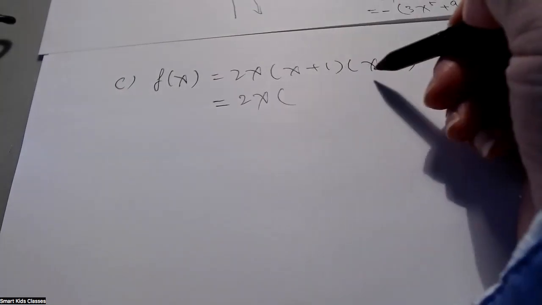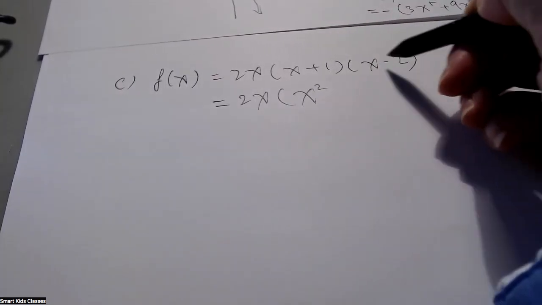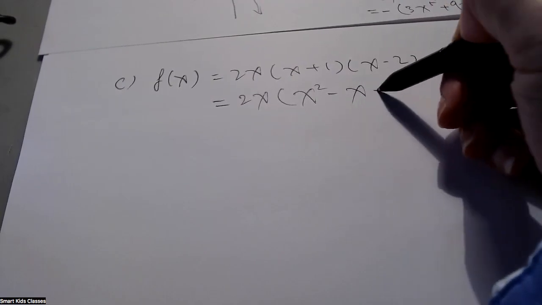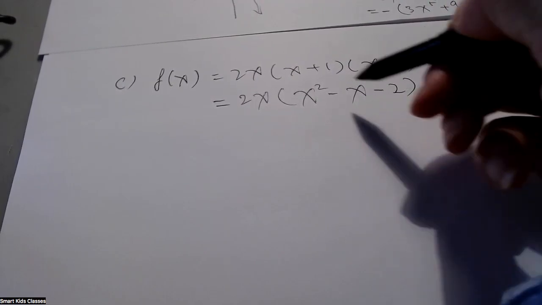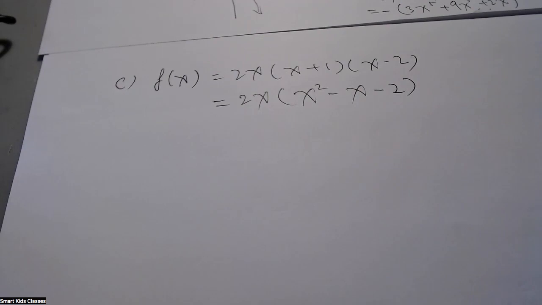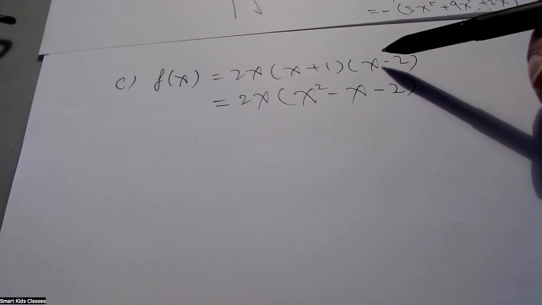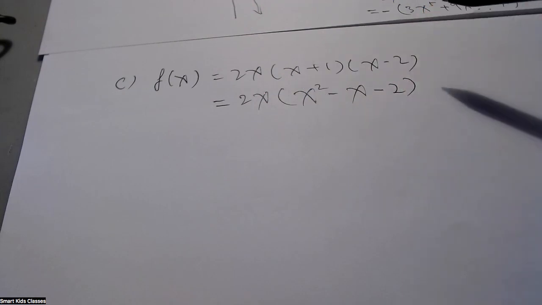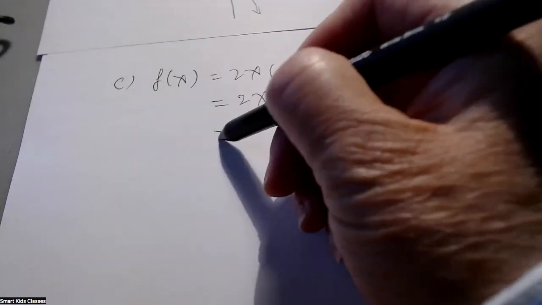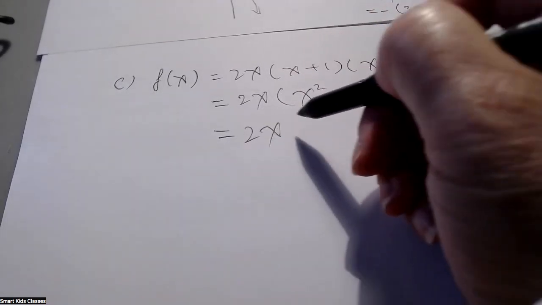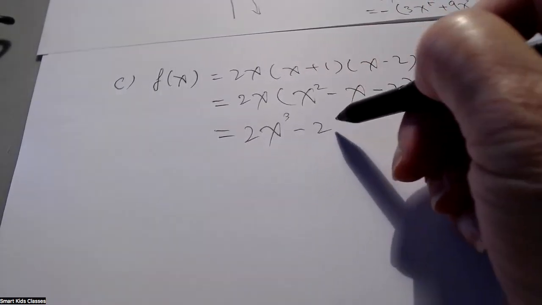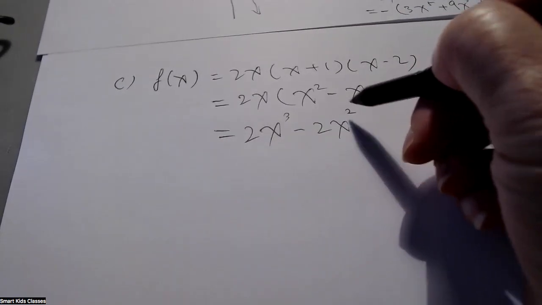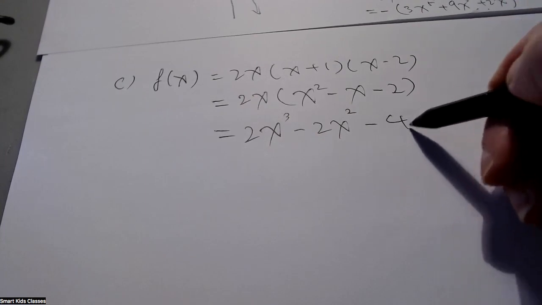So we have 2x times x, which is 2x squared, then 2x times negative 2. Now we continue, negative 2 times x, we're going to have a negative term. Now we combine the last terms. We're going to have 2x exponent 3 minus 2x exponent 2, and then minus 4x.